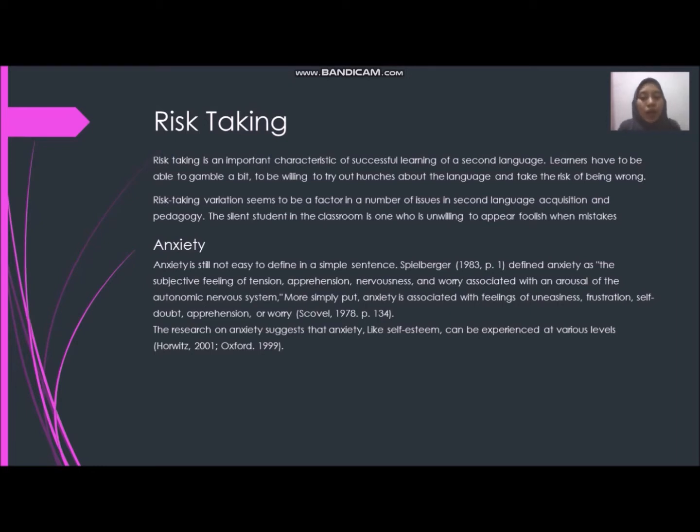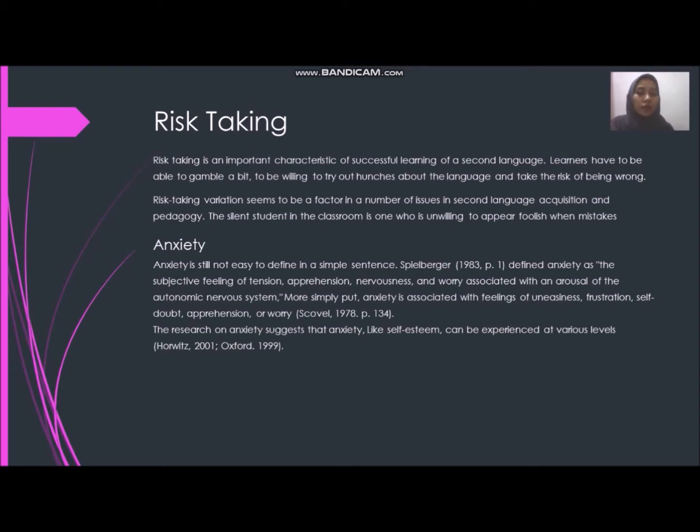The research on anxiety suggests that anxiety, like self-esteem, can be experienced at several levels. At the deepest or global level, trait anxiety is a more permanent predisposition to be anxious. Some people are predictably and generally anxious about many things. At a momentary or situational level, state anxiety is experienced in relation to some particular event or act.